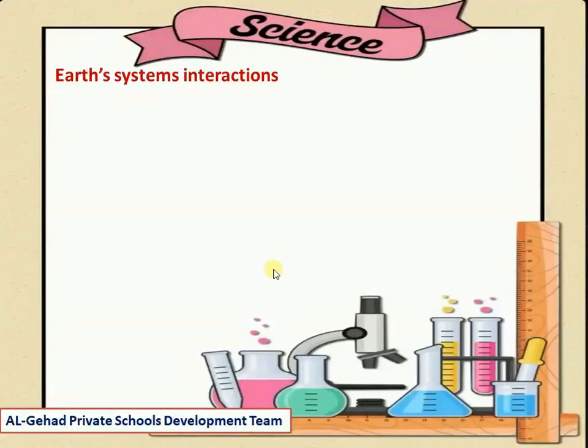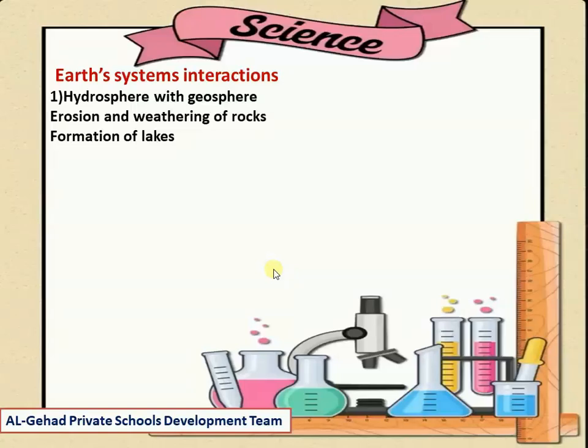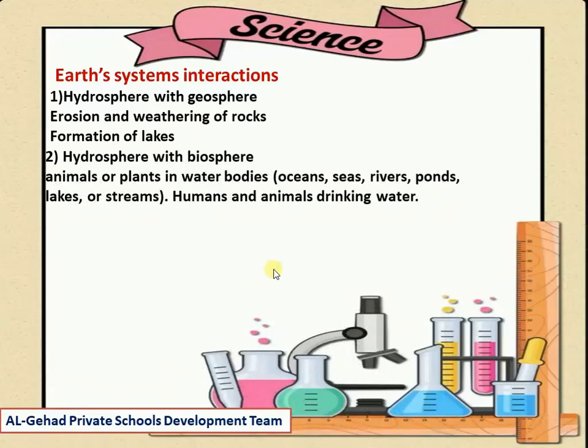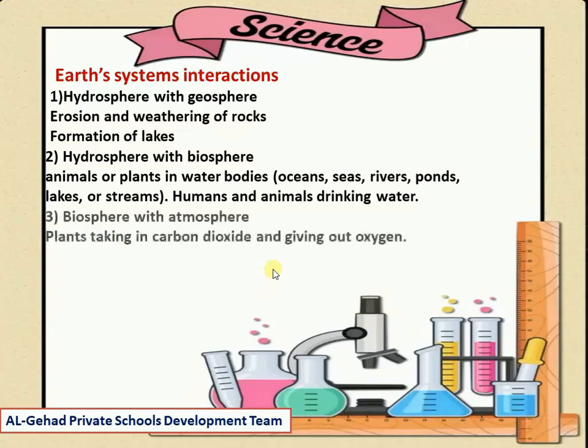Earth system interactions. Number 1, hydrosphere with geosphere, like erosion and weathering of rocks and formation of lakes. Number 2, hydrosphere with biosphere, like animals or plants in water bodies, ocean, sea, river, ponds, lake or streams. Humans and animals drinking water. Number 3, biosphere with atmosphere, like plants take in carbon dioxide and giving out oxygen gas.